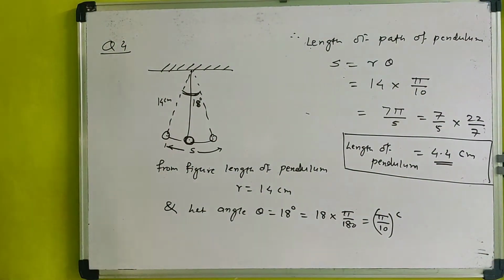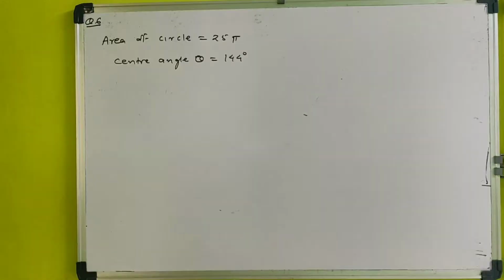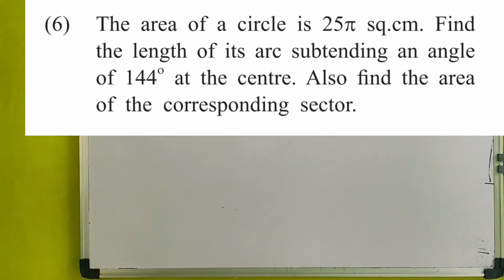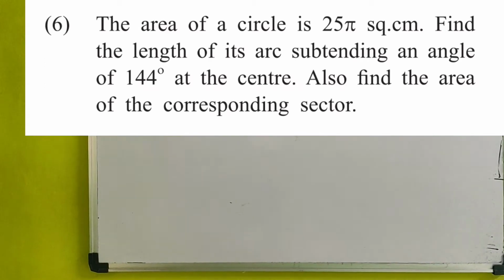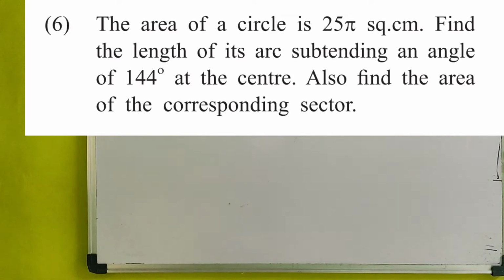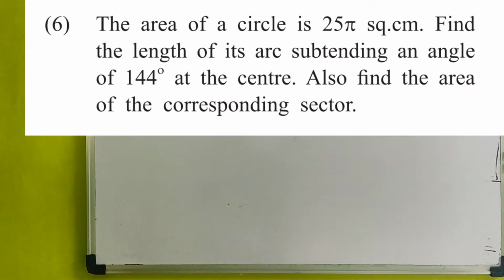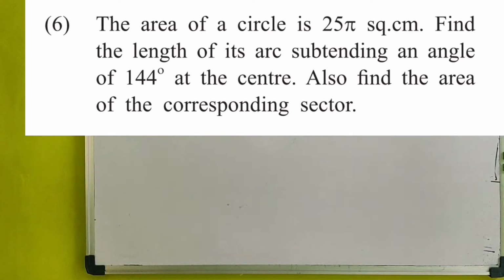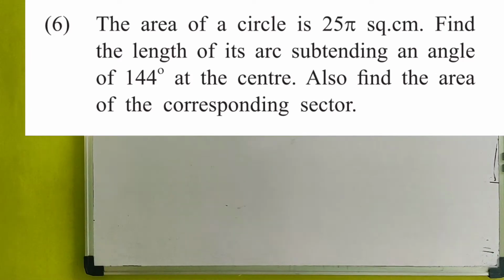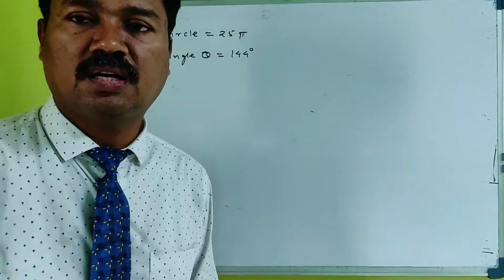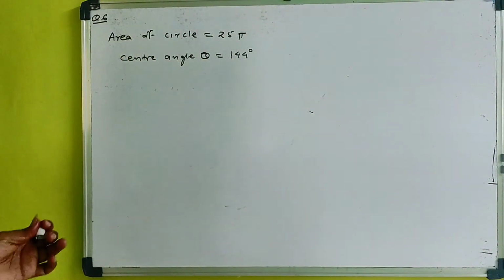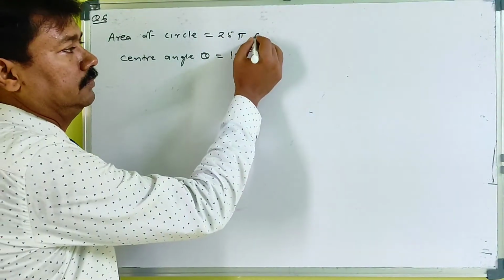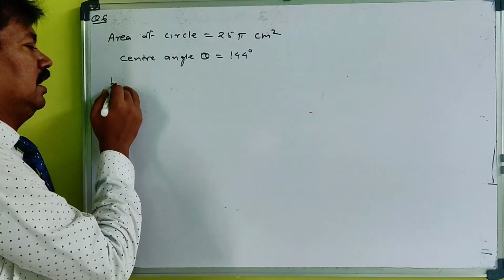So go through it once. Yes, so see the next question. Question number 6. The area of a circle is 25 pi square centimeter. Find the length of its arc subtending an angle of 144 degree at the center. Also find the area of the corresponding sector. That's the question. So here in this question, see what is given. Area of circle is given as 25 pi and the center angle is given as theta.